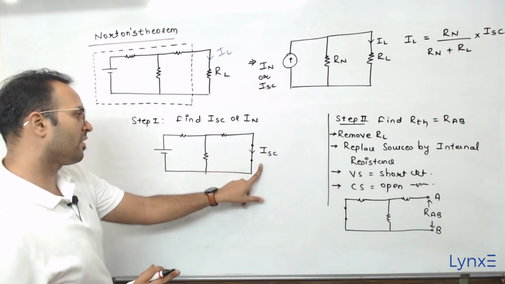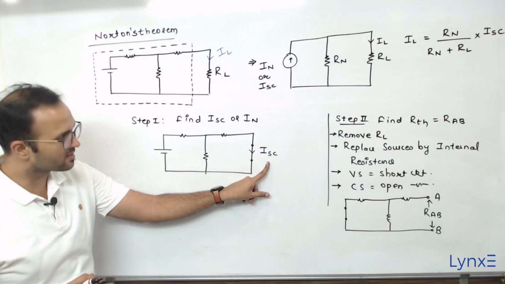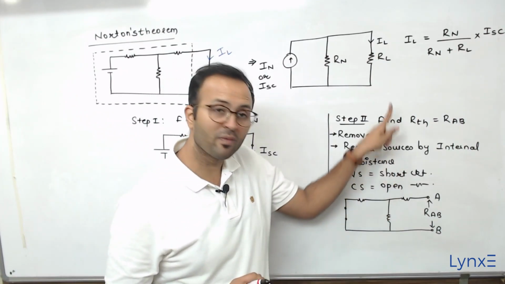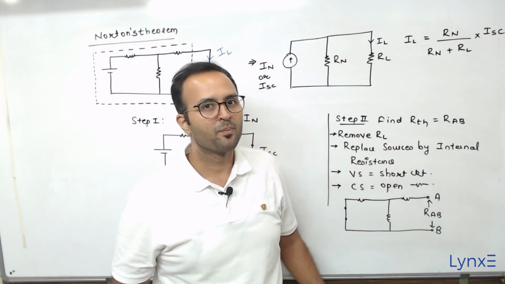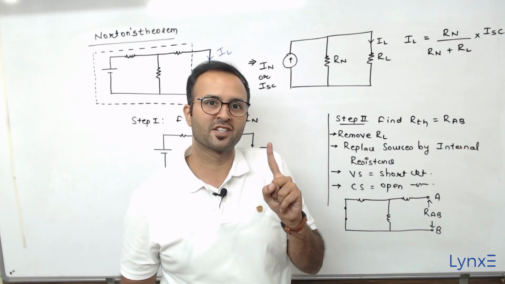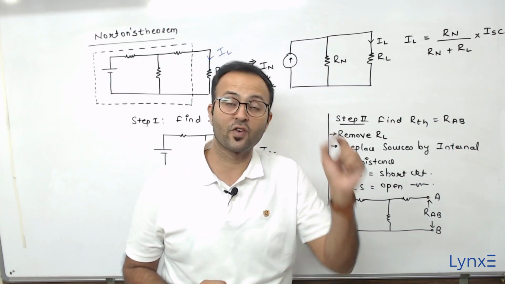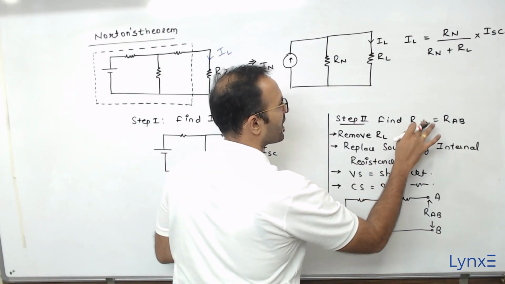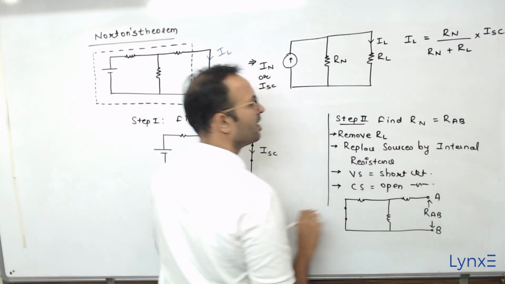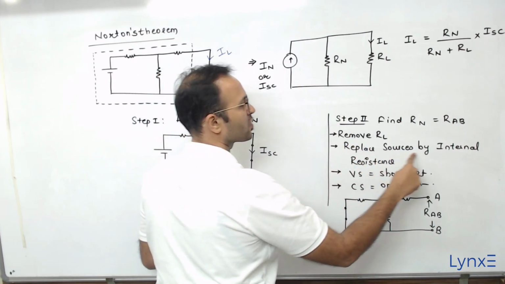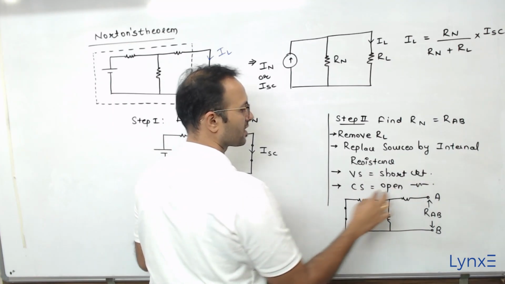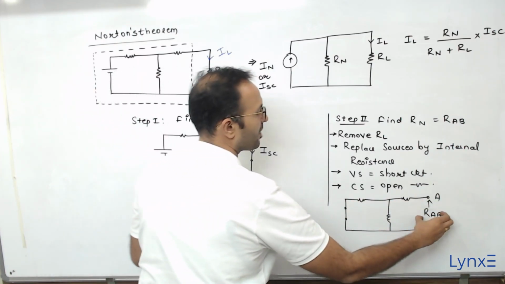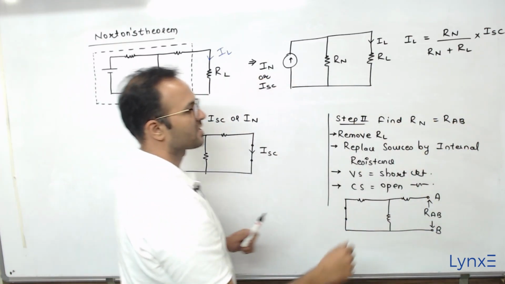Once you got ISC, the next step is finding RN. Purposely, I kept this step, which is a step of Thevenin's. Why did I keep it? I'll tell you. RN is nothing but RTH. The work you did in Thevenin's for finding RTH, the same work you're going to do for finding RN. So let's replace the name: RTH is nothing but RN. Same thing, remove RL, replace sources by internal resistance. That means the voltage source will be short circuit, the current source will be open circuit. In the same circuit, RL is removed. So this is nothing but finding RAB, and RAB is nothing but RN. That's it. That was damn easy, right?